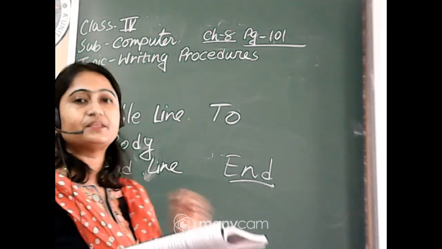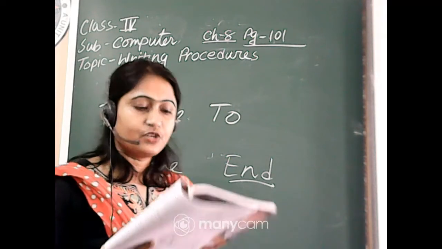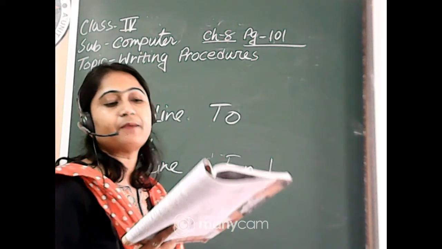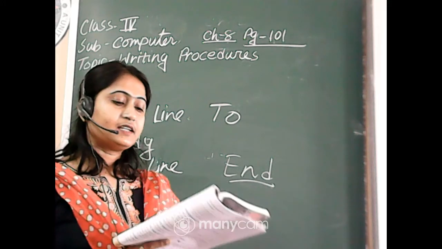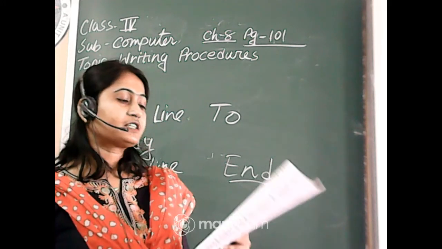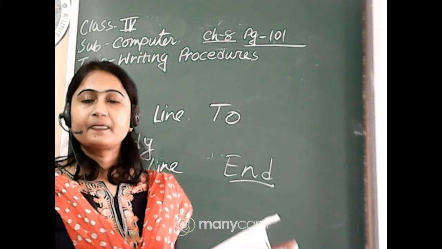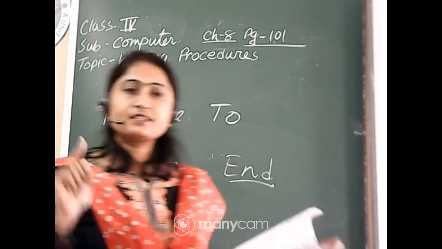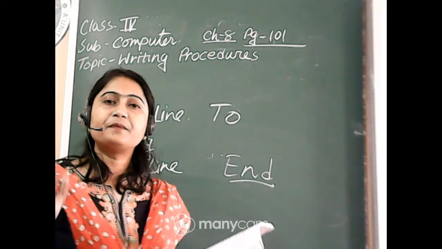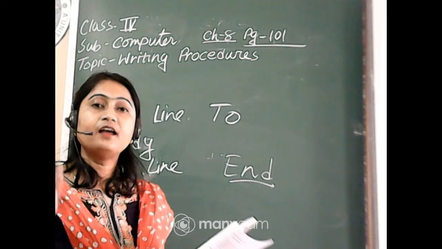We have to keep this point in our mind when you give the name of a procedure. A procedure name has a combination of symbols, numbers and letters or an alphabet. But the first character of a procedure name must always be a letter. That means when you give the name of a procedure, the first character should be a letter.